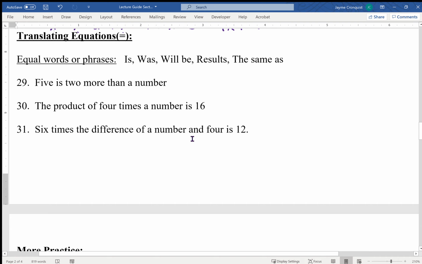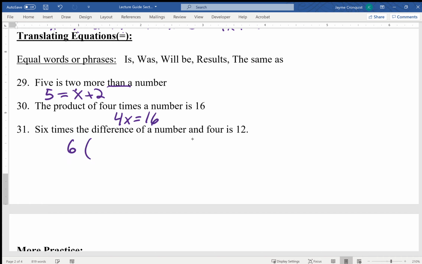Equal words or phrases: is, was, will be results in the same as. So we're getting more into sentences. 5 is 2 more than a number. Notice the than, so we're going to do x plus 2. The product of 4 times a number is 16. 6 times the difference of a number and 4 is 12.